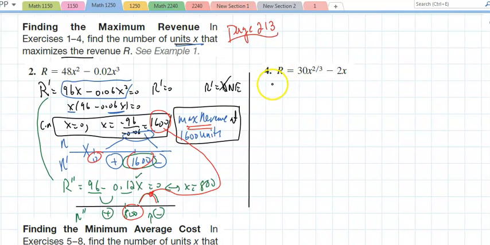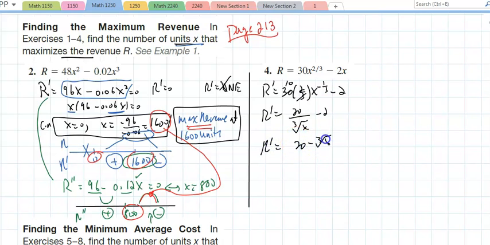Here's another derivative function, number 4. If I take the derivative, bring the power down, subtract 1 from the power. Divided by 3, that's a 10. That's 20 over the cube root of x minus 2. R prime is 20 minus the cube root of x over the cube root of x. So, where does r prime equal 0? Where does r prime not exist? Well, r prime does not exist if the denominator equals 0. That's when x equals 0.